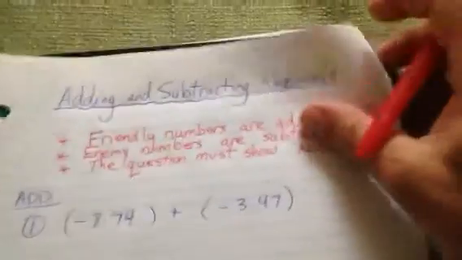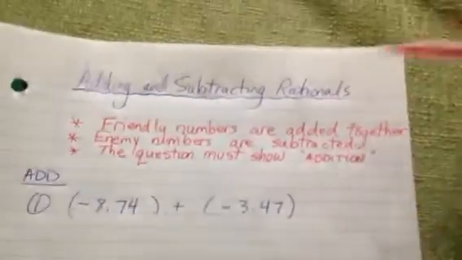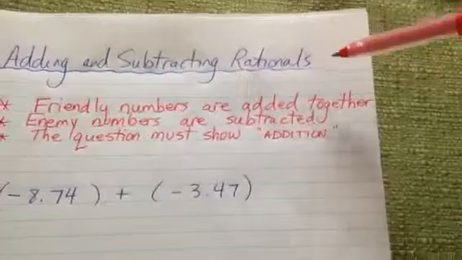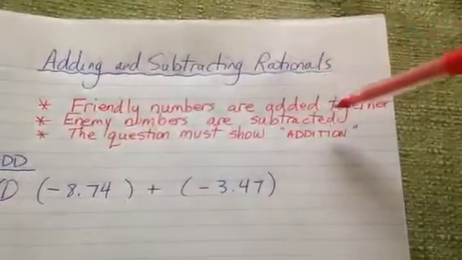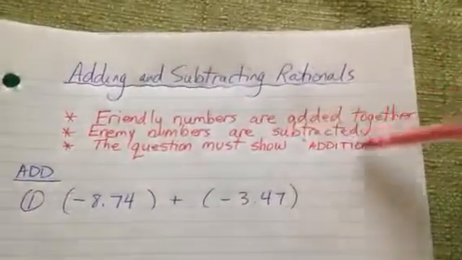Hello, grade 9s. This is another video on rational numbers. This is adding and subtracting. So, 3 tips. If the numbers are friendly numbers, you're going to add them together. If the numbers are enemy numbers, you are going to subtract them. And make sure that the question always shows addition.